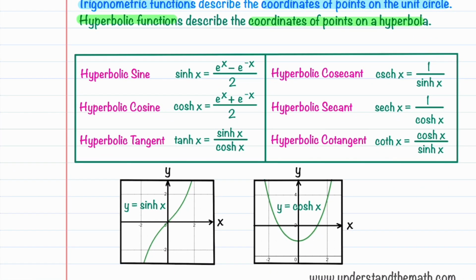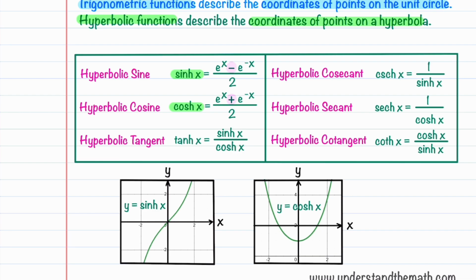There are 6 hyperbolic functions, and they're defined in terms of exponential functions. The hyperbolic sine function is written as sinh x, and you can see that it's defined in terms of exponentials. The hyperbolic cosine is cosh x, and it's also defined in terms of exponentials. The difference between these two functions is with the sinh function, there's a minus sign, but with the cosh function, there is a positive sign.